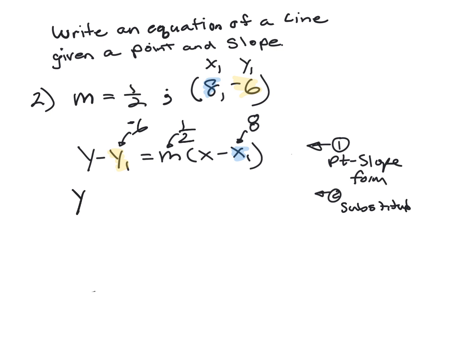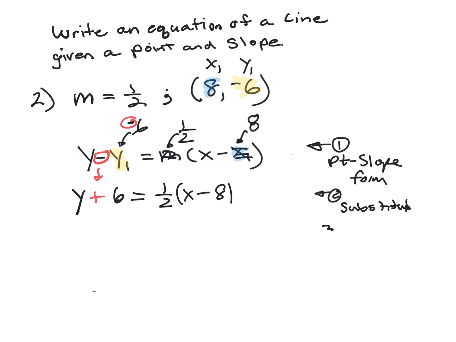Now be careful. When you have y minus a negative, can't that be turned into plus 6? Right? So when you subtract a negative, doesn't that turn into plus 6? And then 1/2, so the m comes out of the game and 1/2 takes its place. And then parentheses x minus, and x sub 1 comes out and 8 takes its place. So that's what you should have.